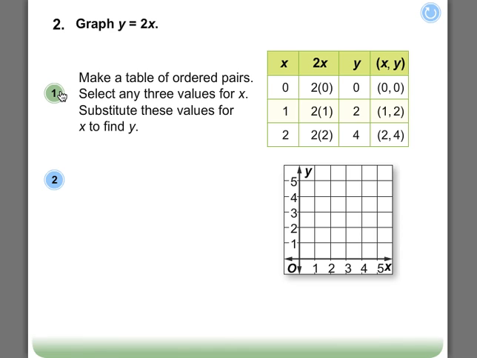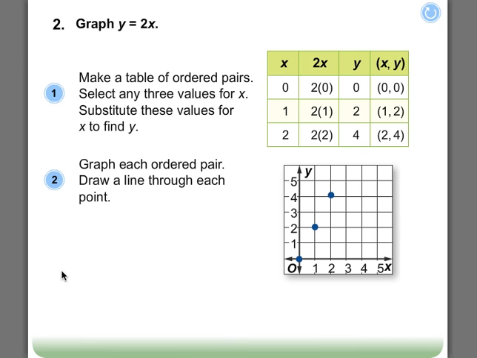Okay, so for x we've got 0, 1, and 2 as our values. So 2 times 0 is 0, and you'll see that as y. Then 2 times 1 is 2, and 2 times 2 is 4. So then we take our x and our y and make them into coordinates. And then I want you to graph each ordered pair and draw a line through each point. Okay, so that's what a linear function is. It's kind of like a line, linear being a word for line.